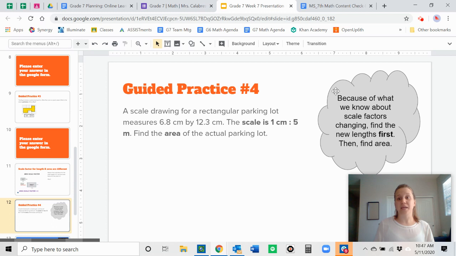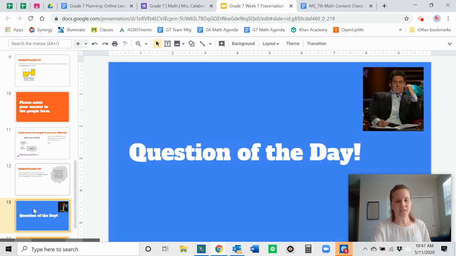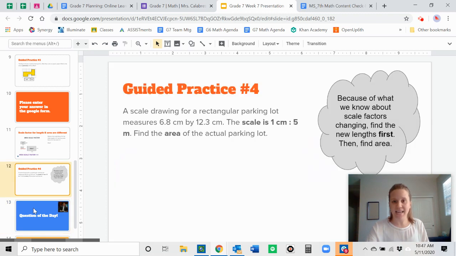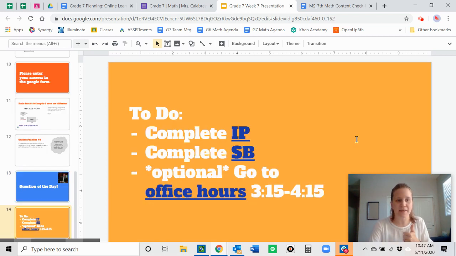One final reminder, because of what we know about the scale factors changing from length to area, we find the new lengths first, and then we find area after, okay? Your question of the day is you're going to use that information, that reminder I just gave you, to fill in the blank. Go ahead and you can pause the video here to see this sentence. This is the one you're going to be filling in the blank for. All right, we're ready to move on.